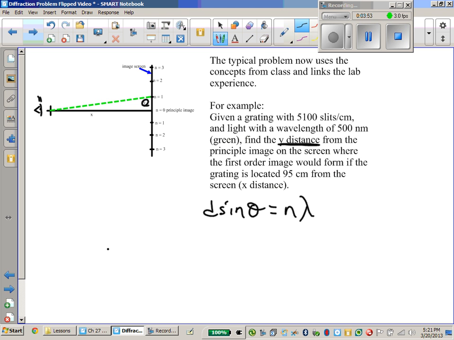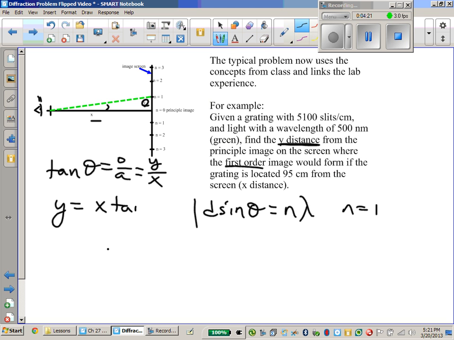And in this case, because it is first order, we know our n is 1. Half the battle here is figuring out what am I looking for? Because I'm looking for y, and y is not in this equation. Y is going to be linked by the lab experience of looking at the x, y, and the theta. So I know that, again, using tangent, theta is opposite over adjacent, and opposite is y, and adjacent is x. Now I know that y equals x tan theta.